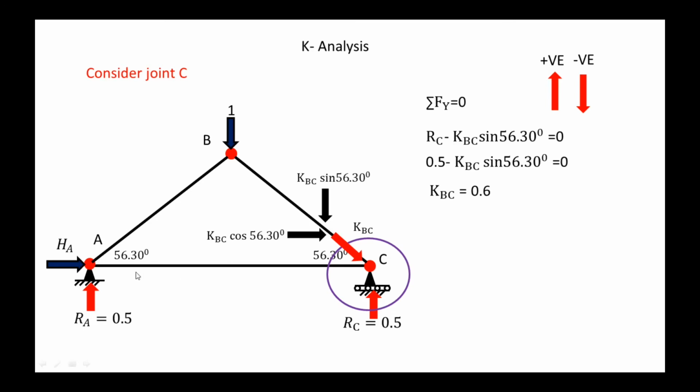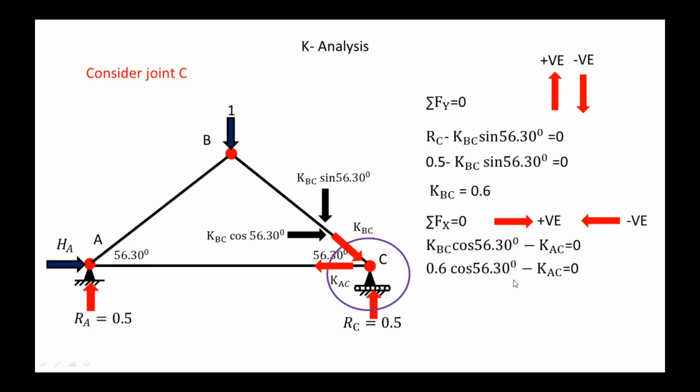Then we have to find the member force in AC. For KAC, we are assuming the direction is away from the joint. Now this member is horizontal, so consider the sigma fx condition. Sigma fx is equal to 0, towards right is plus and towards left is minus. So KBC cos 56.30 is towards right, that is plus, and KAC is towards left, that is minus. Putting KBC as 0.6: 0.6 cos 56.30 minus KAC is equal to 0. So KAC is equal to 0.332. By symmetry, member AB also has the same force and direction, 0.6.